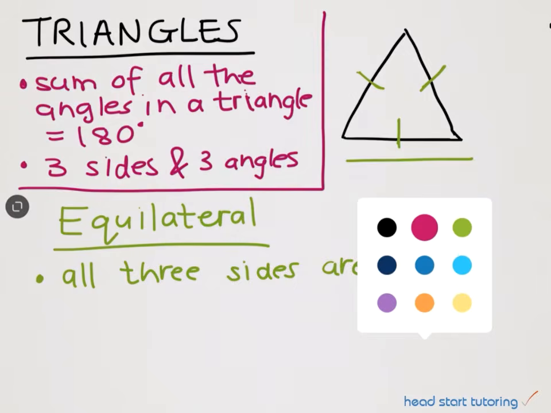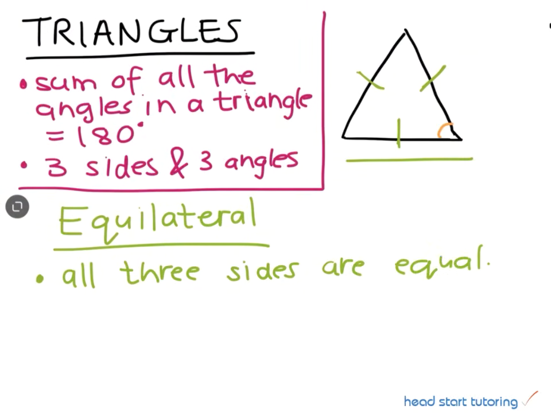Right, so that's your one property. If we have a look at our angles, all our angles are equal as well. So all three angles are equal. So again, hence the name equilateral triangle. Most things are equal in our equilateral triangle.